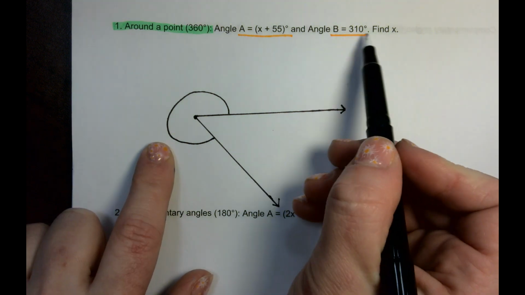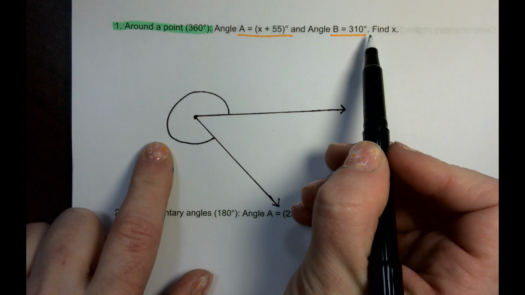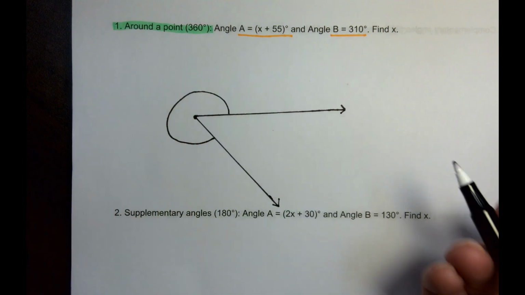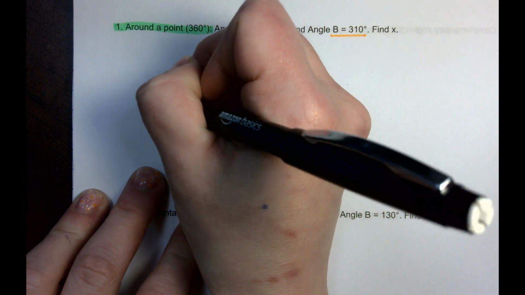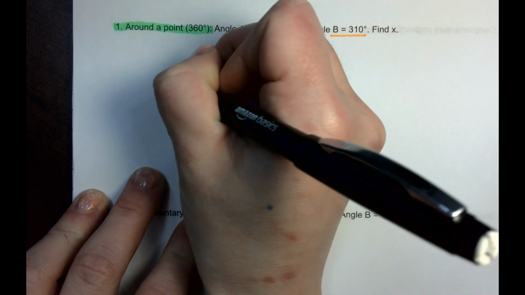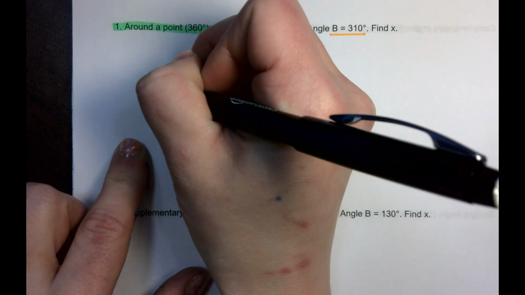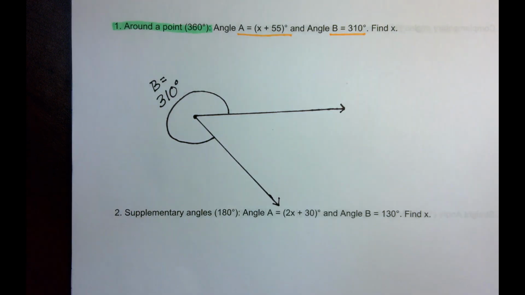It's angle B. Angle B is 310 degrees, and we just drew that 310 degree angle. So I'm going to write here 310 degrees. And you could also label it B if you want. B equals 310.